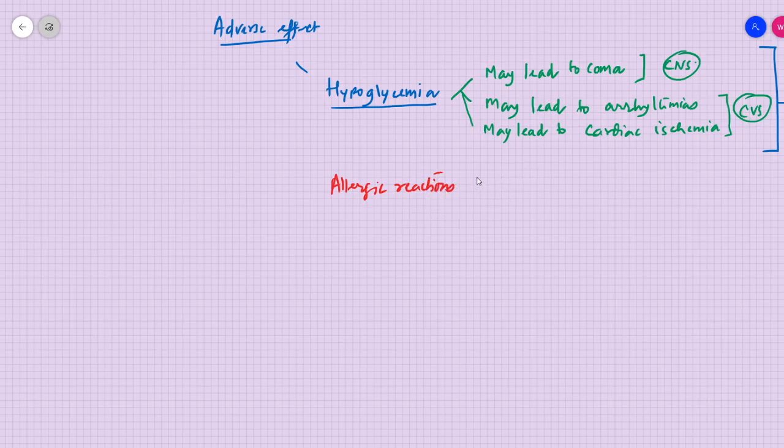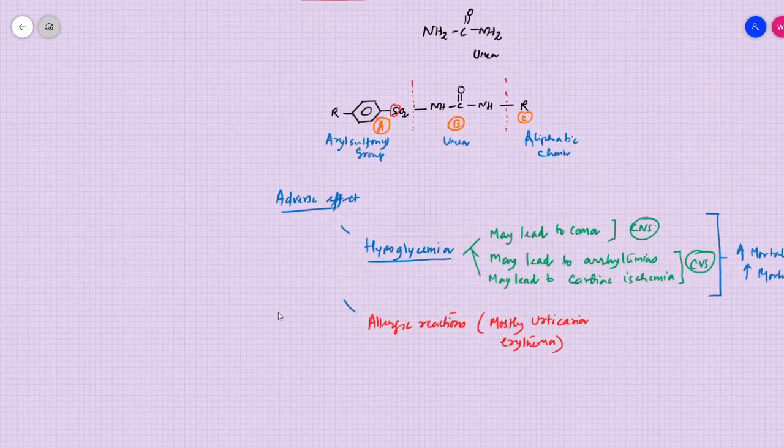Okay, and these allergic reactions are mostly urticaria or erythema. Okay, so that's another typical adverse effect. So what's the general thing that we need to remember? We need to remember that sulfur, if present in the structure, more often than not causes allergic reactions. In this case, it manifests as urticaria and erythema.